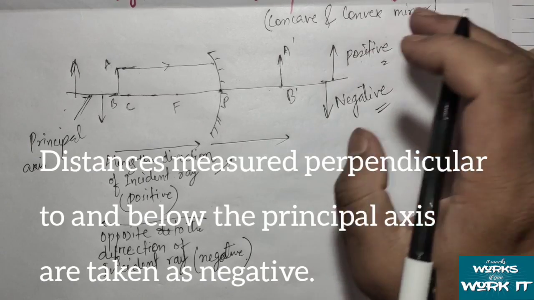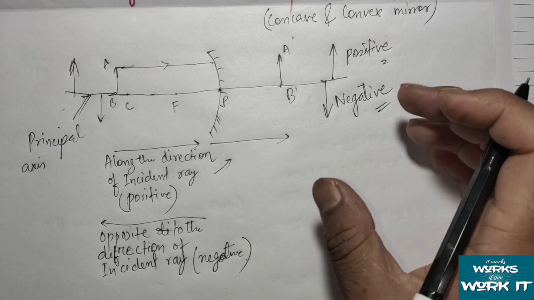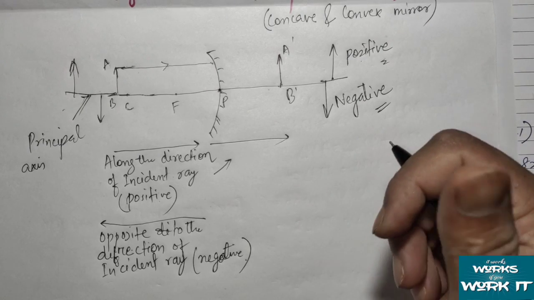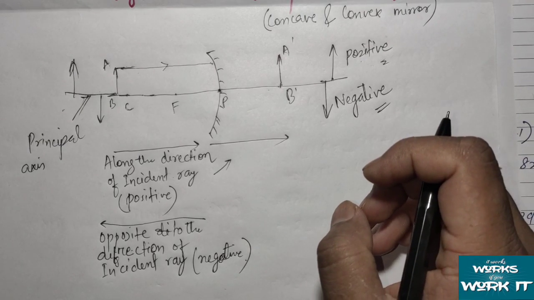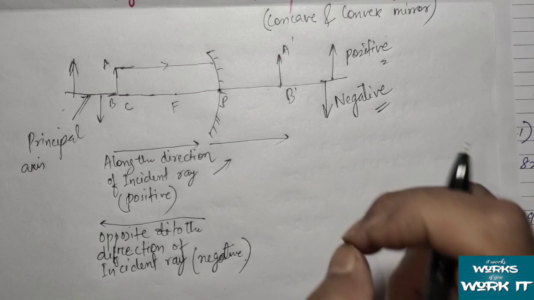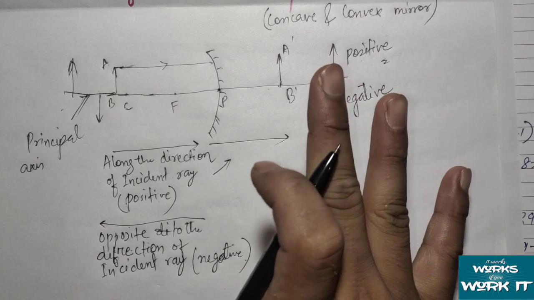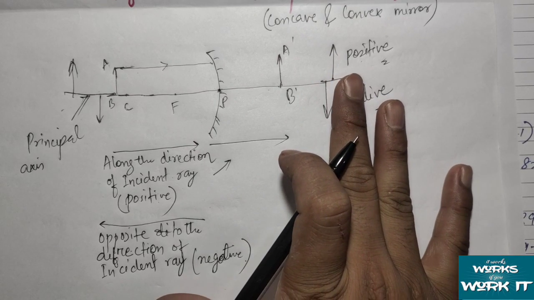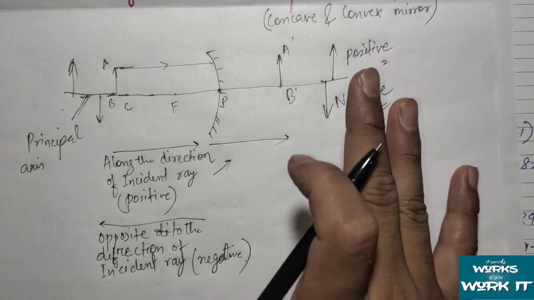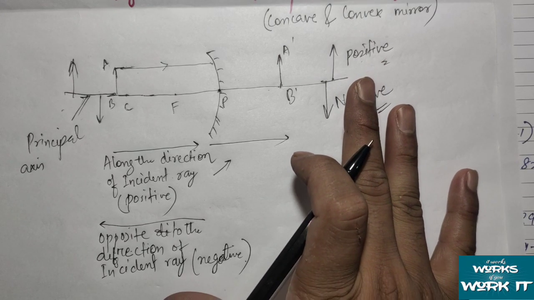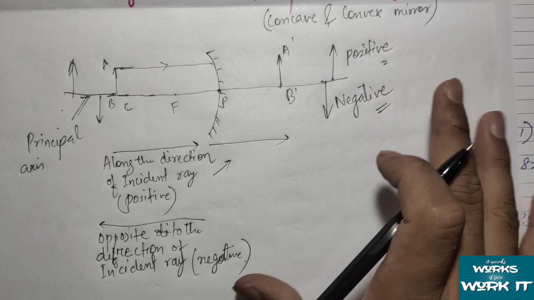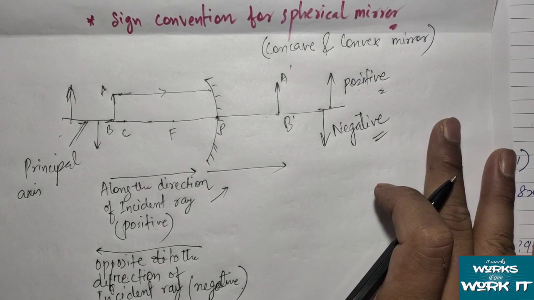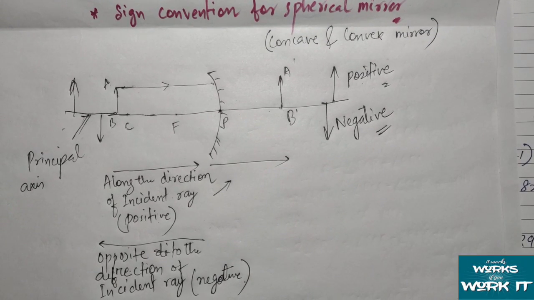So these are the sign conventions, and we will be using them in our next topic, the mirror formula. And lastly, the most important part is that whenever you place the object, you have to place it on the left-hand side of the mirror. That means the reflecting surface of the mirror should always face the left side.